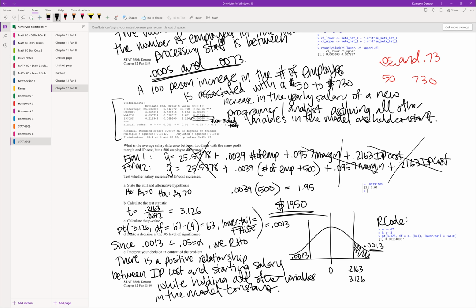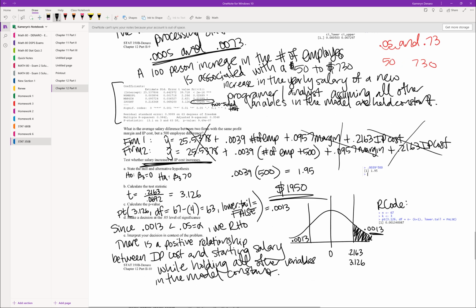But in our case, we only have a one-sided test because we were testing whether salary increases as IP cost increases. So we were specifically testing, is the slope positive? So that's why our p-value is 0.0013 versus, is there a relationship between salary and IP cost? If we were testing the relationship, it would have been a two-sided test. But since we're testing specifically, does it increase as IP cost increases, then we're talking about a one-sided test. So just be careful when you read questions as to whether you're asking about a one-sided test or a two-sided test when you carry out your work.